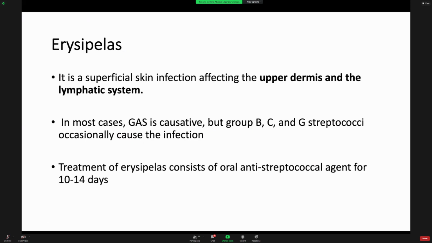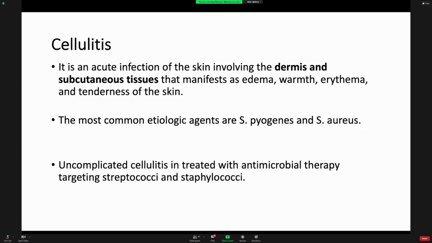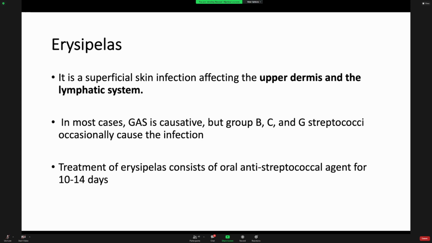Then we mentioned erysipelas and cellulitis, and what the differences are between them, which one is superficial and which one is deep. Erysipelas involves the upper dermis and lymphatic system, and it's well demarcated. Most common cases are secondary to group A strep, but staph is rare. Treatment is antibiotic targeting strep and staph. The usual duration, no one will go beyond 14 days, and usually 10 days.